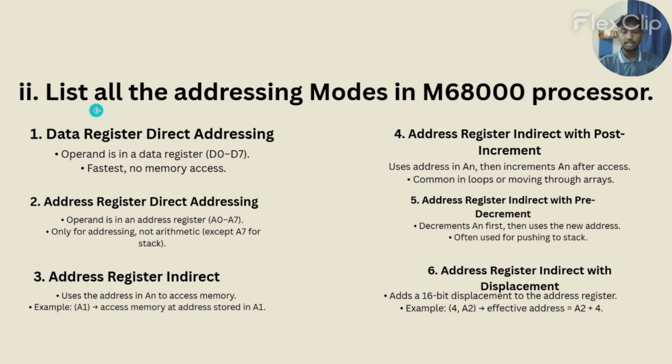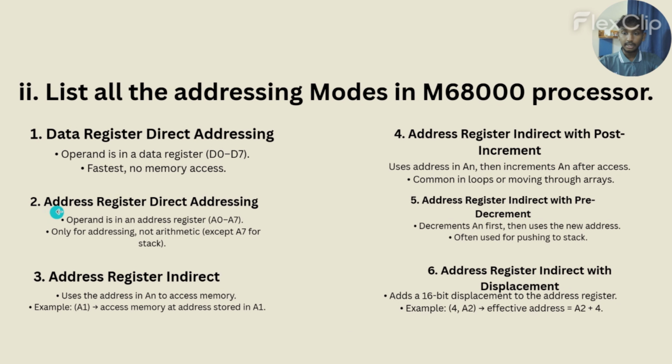Roman 2. List all the addressing modes in the M68K processor. There are a total of 12 addressing modes. So the first one is data register direct addressing. The operand is in a data register starting from D0 all the way to D7. It is the fastest and has no memory access.